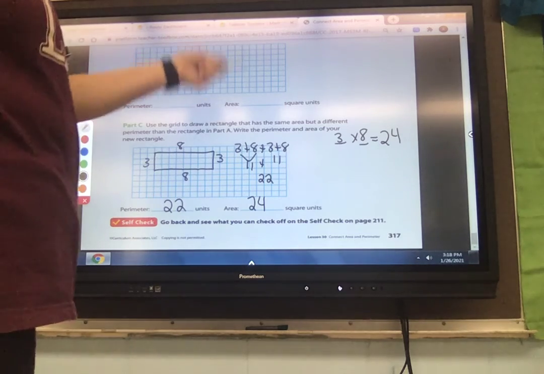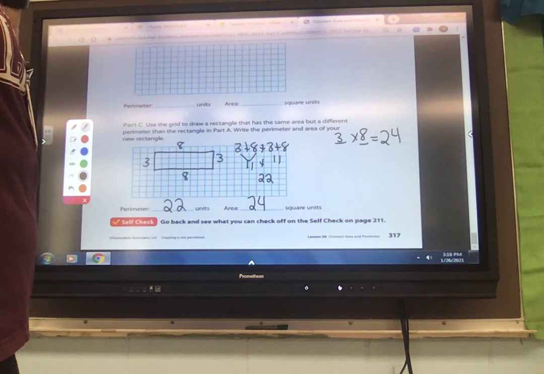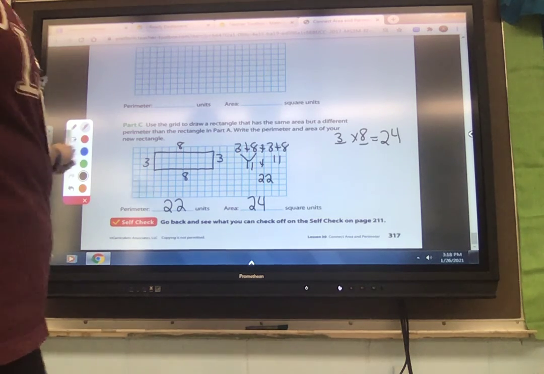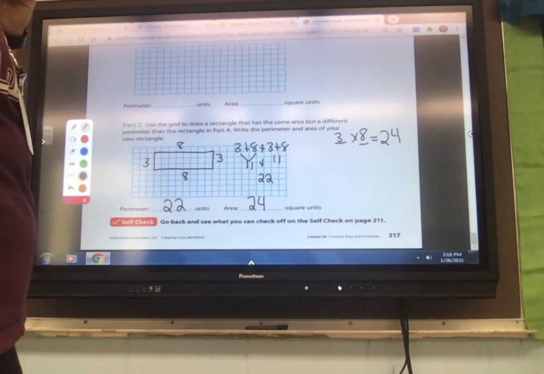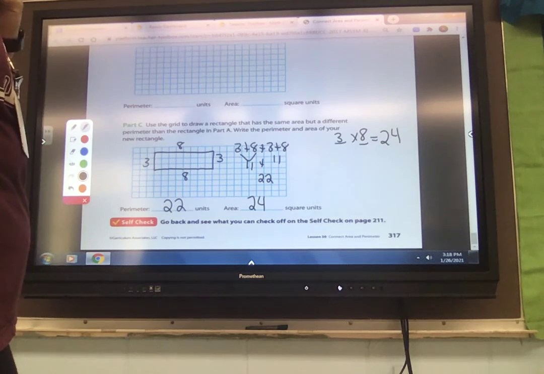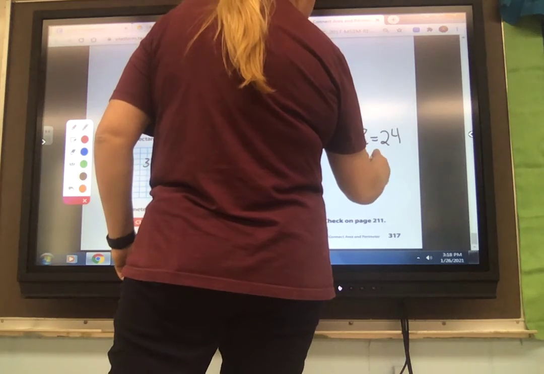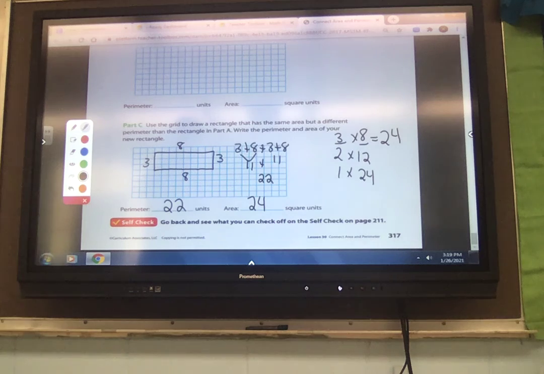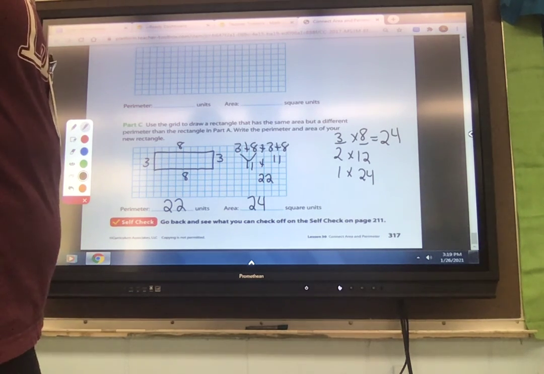Now, you may have come up with something else. You can't use 4 and 6. You could have used 2 and 12, that would work. 2 times 12 is 24, or 1 times 24. I don't know if there's enough squares to do a 1 by 24, but you can try it and see. Anything else make 24? I think that's it. So 2 times 12 would have worked, or even 1 times 24 if it would fit. But you can't use 4 and 6 because that would be the same perimeter, and we wanted a different perimeter.